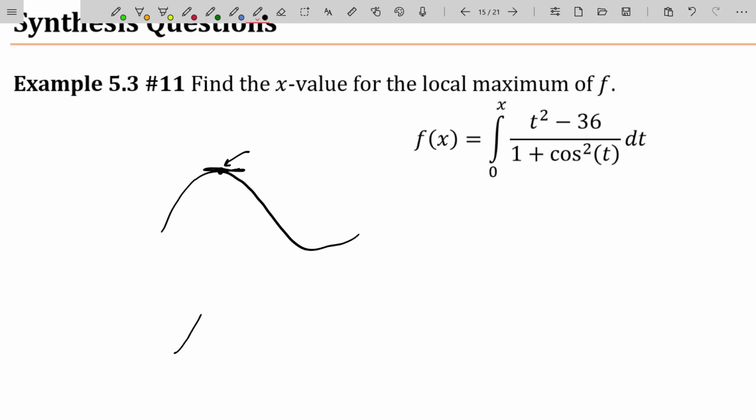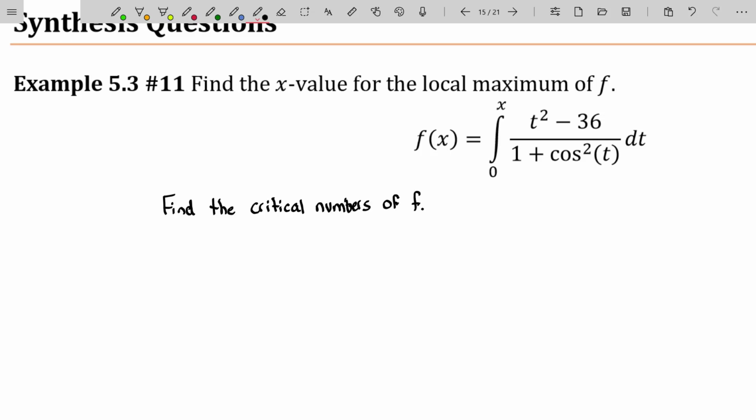But local maximums also can occur at kinks, right? Or cusps or corners, whatever you want to call them. And that occurs when your derivative does not exist. So we want to look where f prime does not exist or f prime is 0. So we basically want the critical numbers of f.